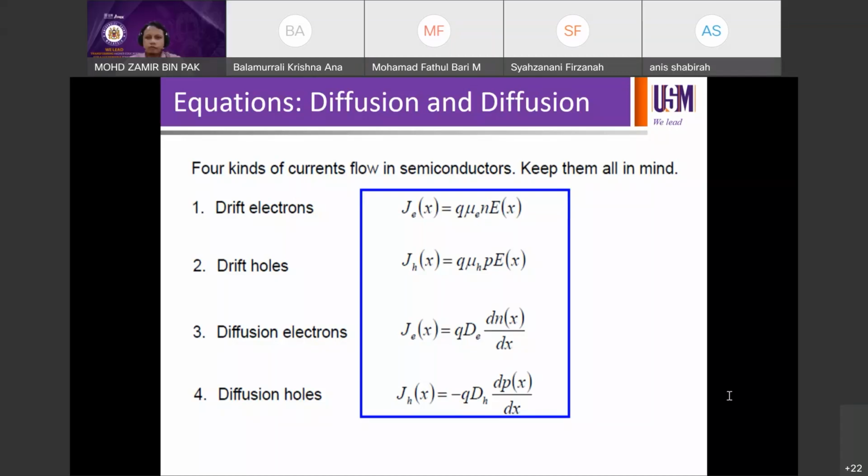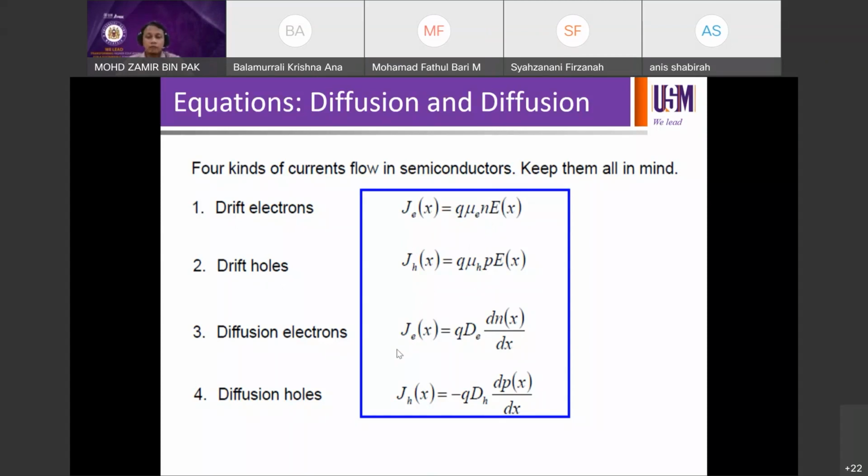And you can use the very same equation, q mu_e n or mu_h p times the electric field, to calculate the current density. J is for current density, or to be exact, drift current density due to electrons, or drift current density due to holes. You just have to swap the mu and swap the electron or hole concentration in these two equations.